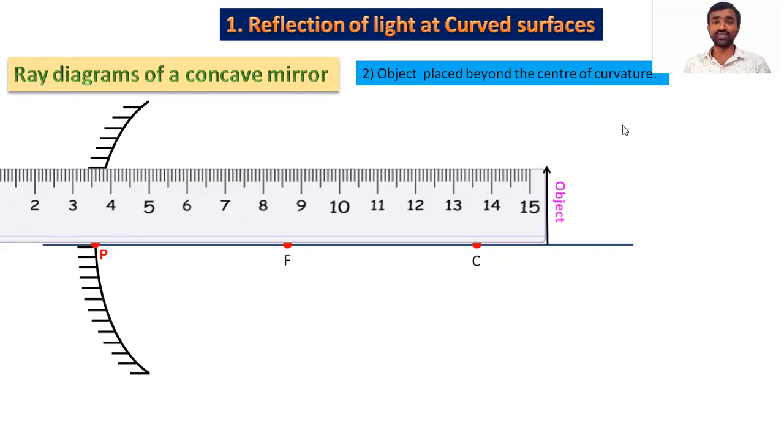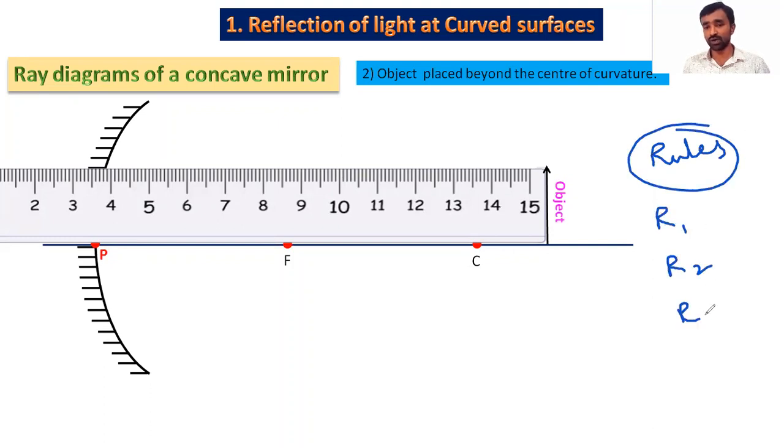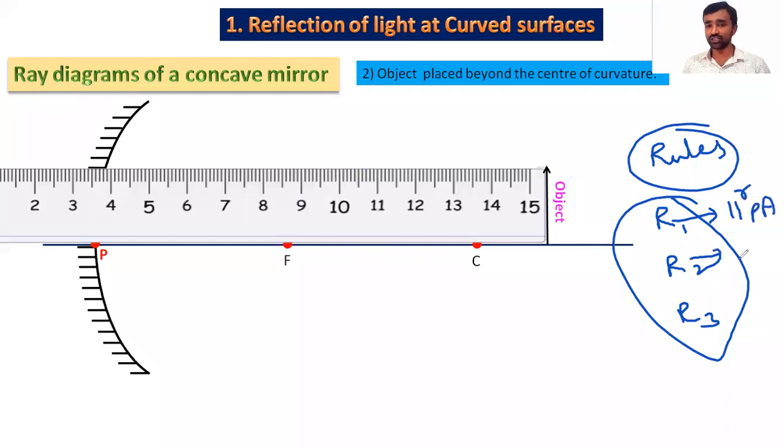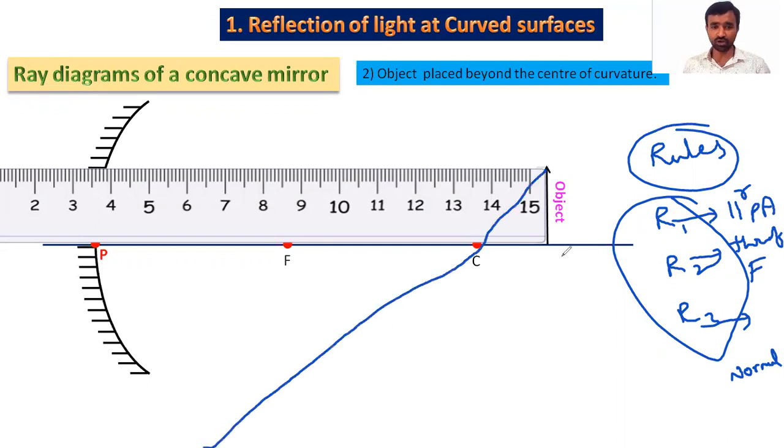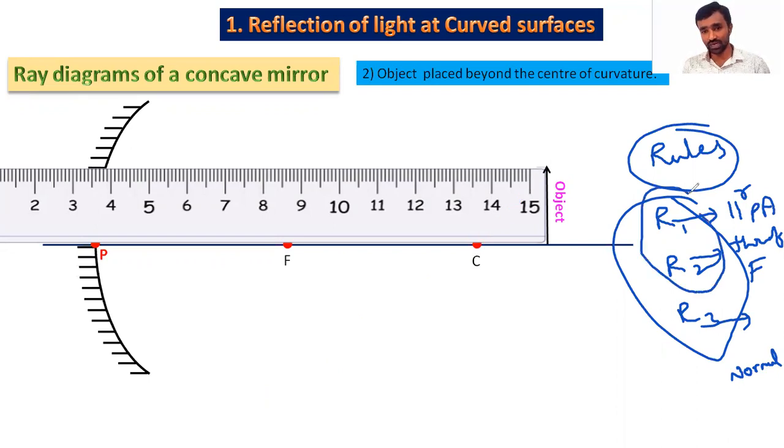Then I am choosing two rays. That means the rules which we discussed, R1, R2, R3, among these three, which are possible to you. So here R1 is what? Parallel to the principal axis. R2 is what? Passing through focus. R3 is normal incidence along with the normal. So all are possible. But here if I choose along with the normal, it will go like this. Do not meet the mirror. So I won't go for the third ray. So I will choose R1 and R2.